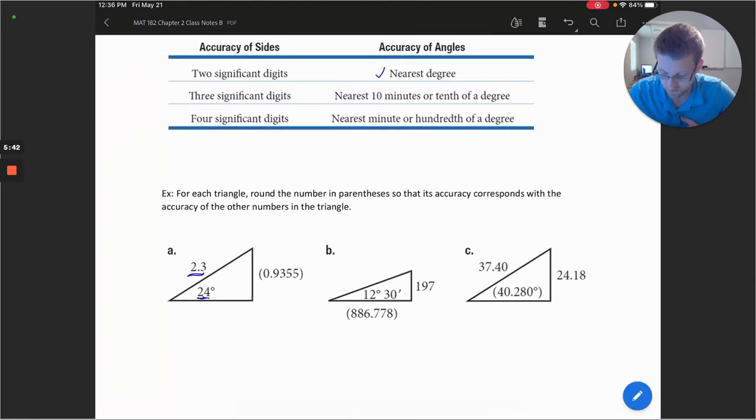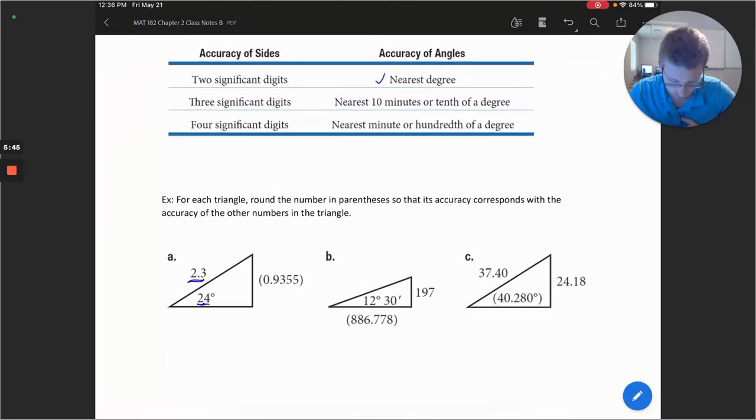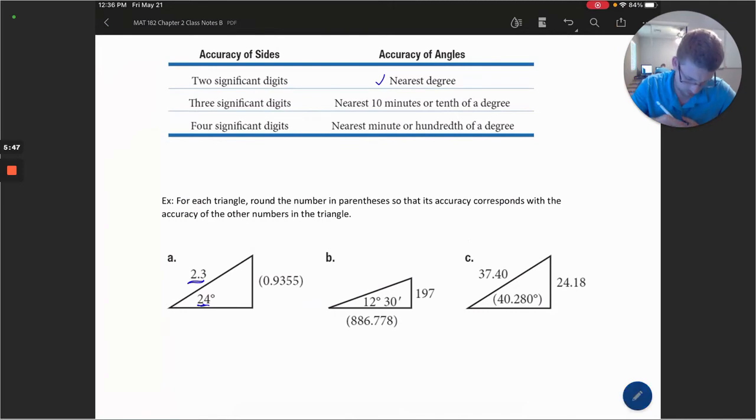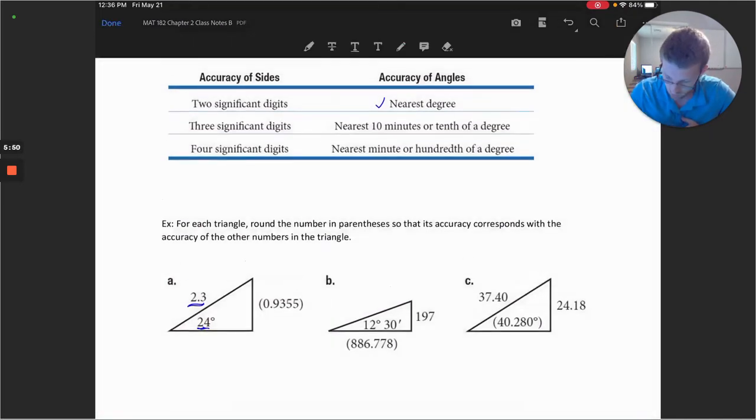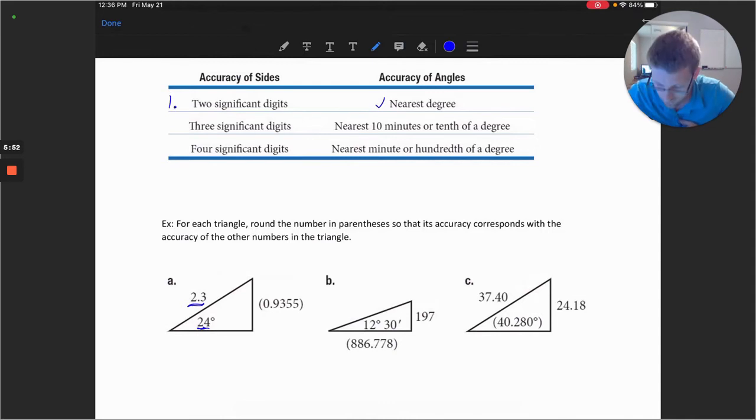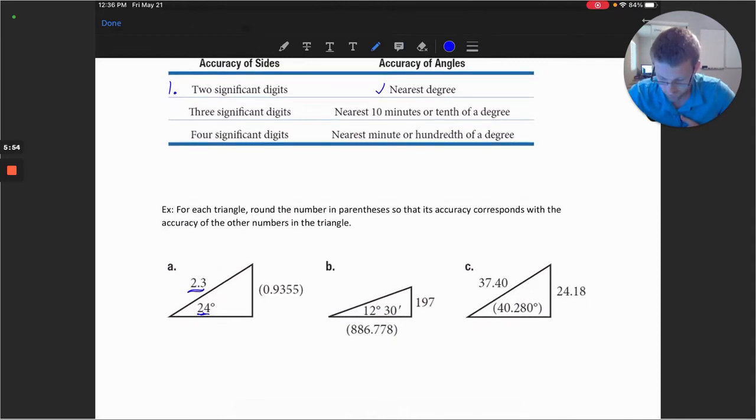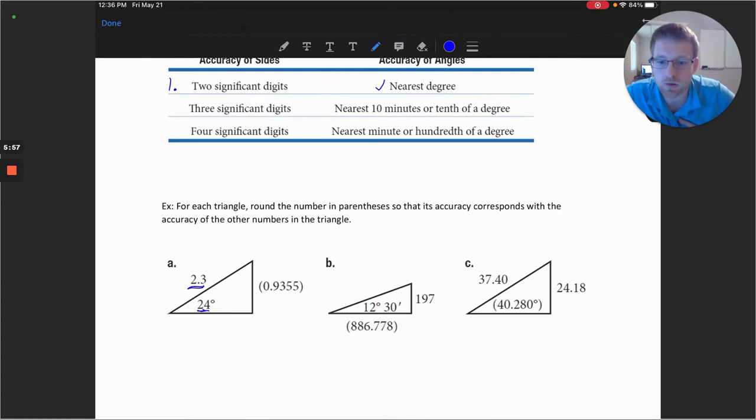So that would really put us in option number 1 here, or case number 1. So here we want to round our other side length to two significant figures. If we wanted to do that, we would just have to round this to 0.9. That's one significant figure. And if we round the hundredths place, that would be a 4. That would make two significant figures. So 0.94.